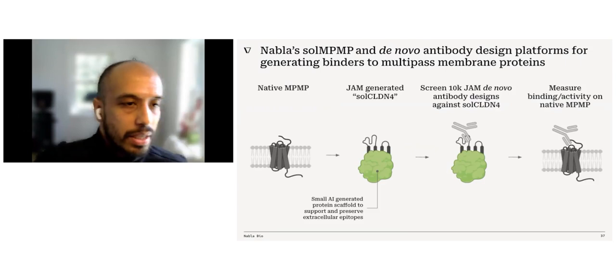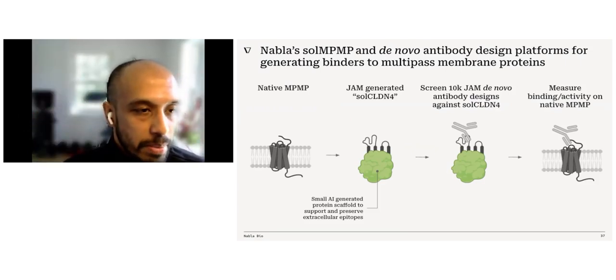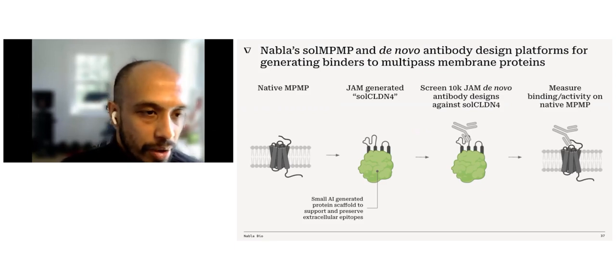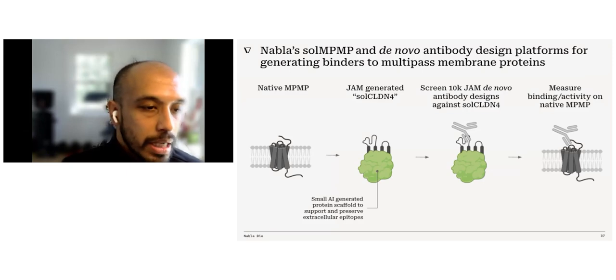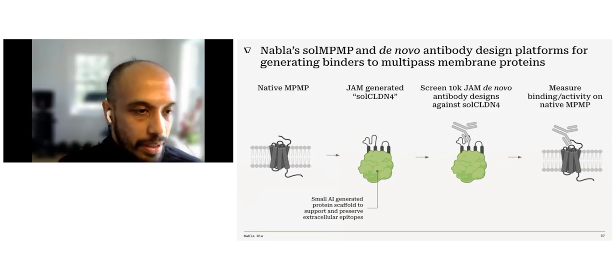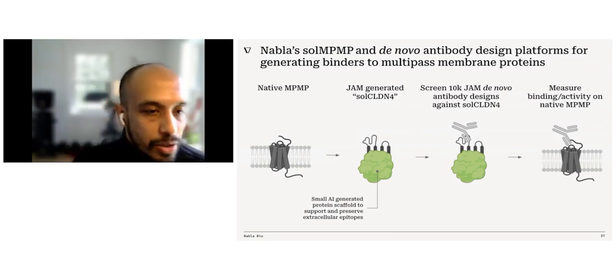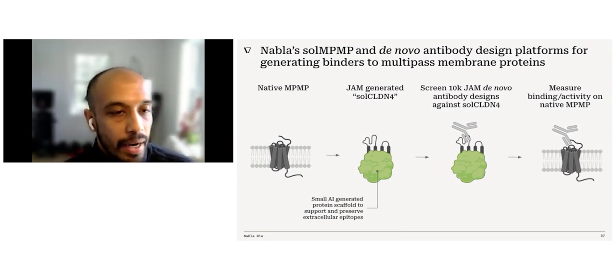So in this case, the way this works is we take that native multipass membrane protein target, Claudin-4, and we generate this soluble proxy where what JAM is trying to do is, while preserving those key extracellular residues and structure, sample a new protein scaffold to essentially support and preserve the structure of the ECLs. And this scaffold is completely distinct in sequence and structure to the membrane spanning helices of Claudin-4. That scaffold itself is designed to be a nice, stable, soluble scaffold to support those key extracellular loop residues. So given the soluble proxy, if we can succeed in designing one that has high fidelity to the native target, we can use it as a screening reagent.